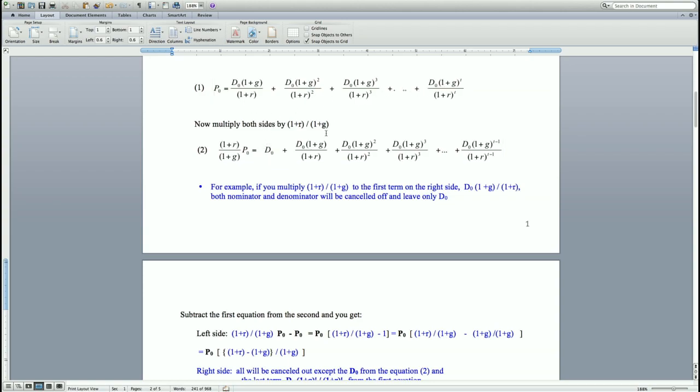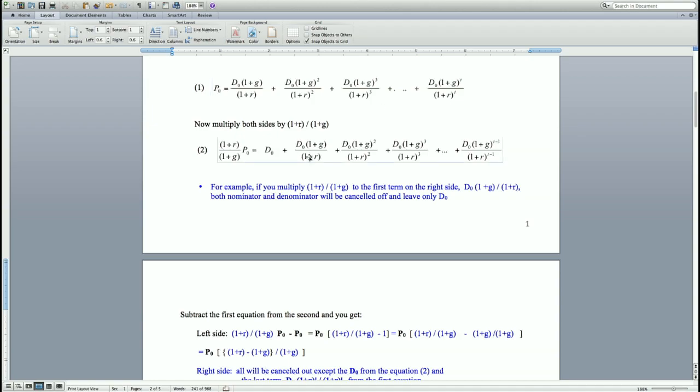other guy survives. Why? Because look carefully, the right side here starts with d0, and d0 times 1 plus g over 1 plus r to the power 1, d0 to the power 2, on and on. And then this one, the first one, is d0 to the power 1, d0 to the power 2, on and on. So what we do here on the right side, we use this right side guy, d0 up to t minus 1, this one minus this.